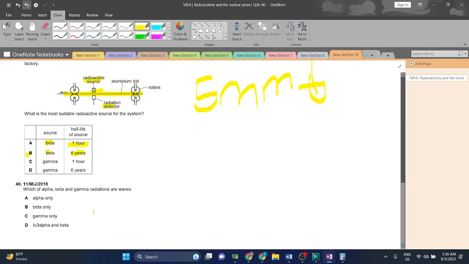Question 40, which of alpha, beta and gamma radiations are waves? Man, this is extremely easy. So C is the right answer.